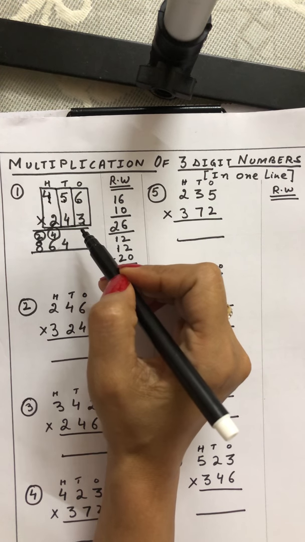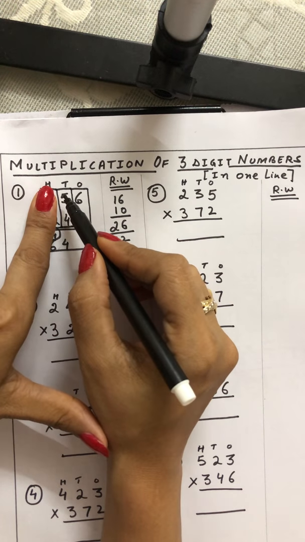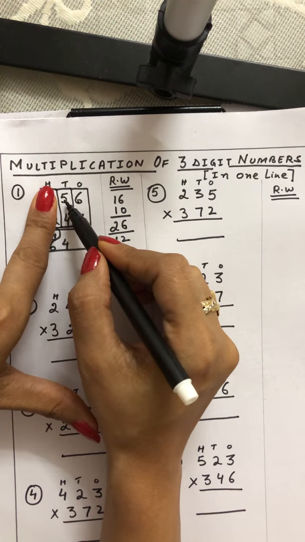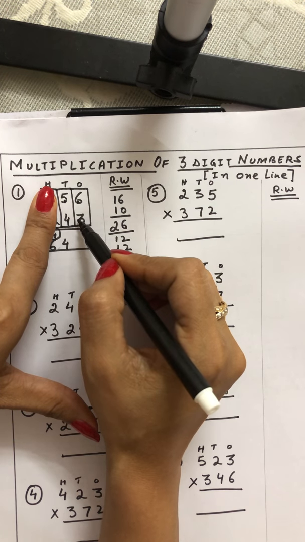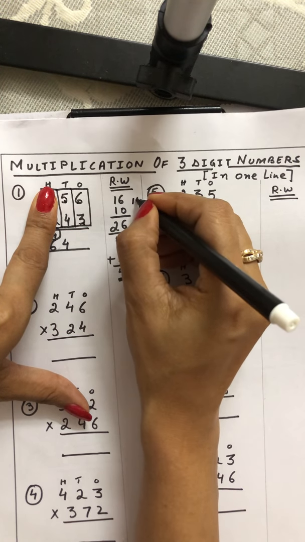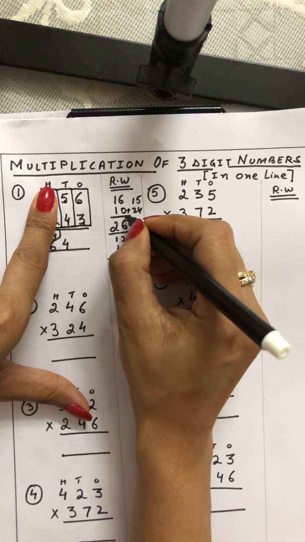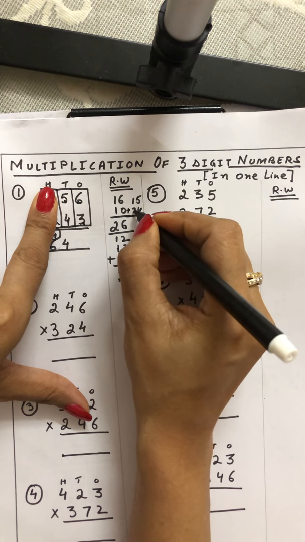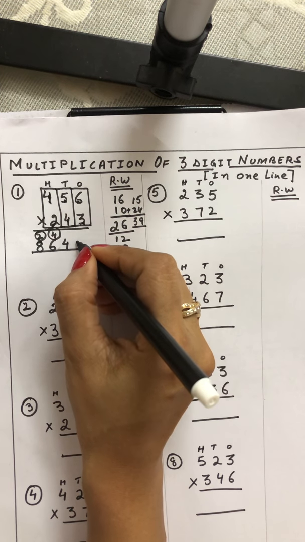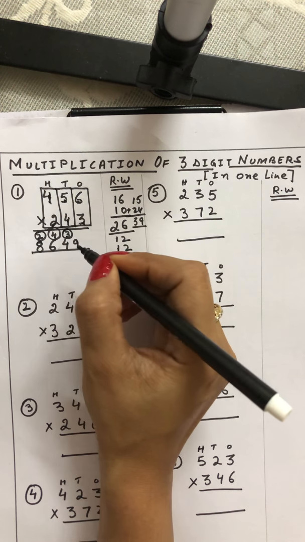Now what I have to do is hide my hundreds column and do the multiplication only for the tens column and the ones column, and that multiplication will be done in cross. 5 3s are 15, 6 4s are 24. Let's add them. 5 plus 4 is 9, 2 plus 1 is 3. I get 39. In this 39, my 9 comes here and 3 goes as a carryover on the previous digit.